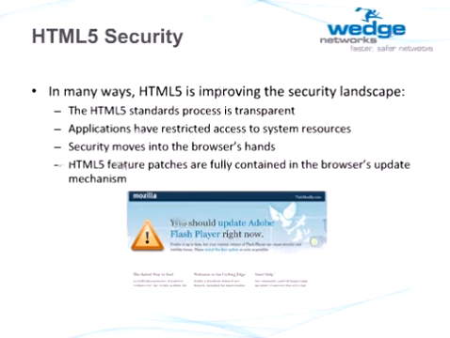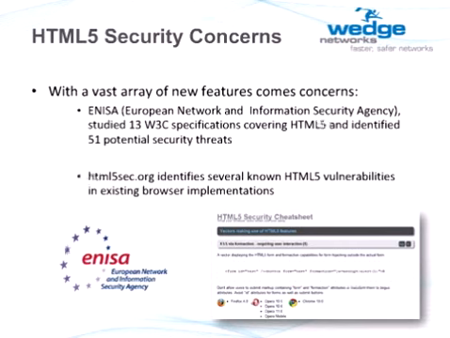So now we'll talk about some of the published concerns of HTML5. Of course, with a vast array of features come concerns, and I just wanted to temper this. The European Network and Information Security Agency, ENISA, did a relatively comprehensive study of 13 of the W3C specifications covering HTML5, and they identified 51 potential security threats. So these are theoretical things that could potentially be issues with the specs at the time of writing. Now, of course, the specs have already adopted many of these recommendations or worked around them, and we'll see that probably going forward more. But this is a good example of what's theoretically possible.